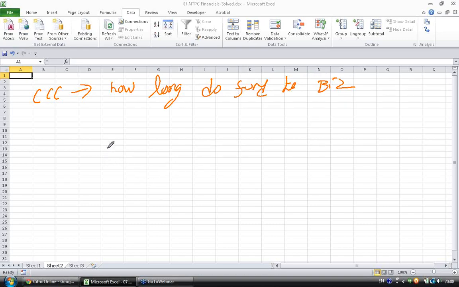So let's look at it graphically. Let's say on day zero, we buy raw material. So we process it and produce finished goods and sell on, let's say, 10th day. You neither paid for raw material, nor collected your sale here. On 15th day, for whatever you have sold, you have collected cash.